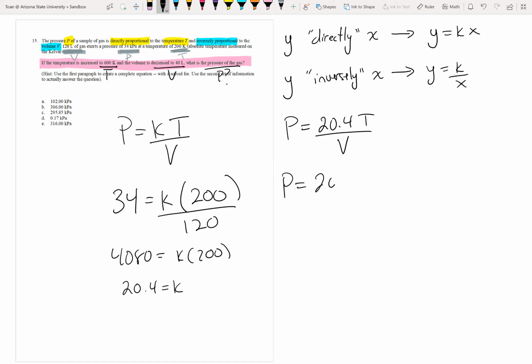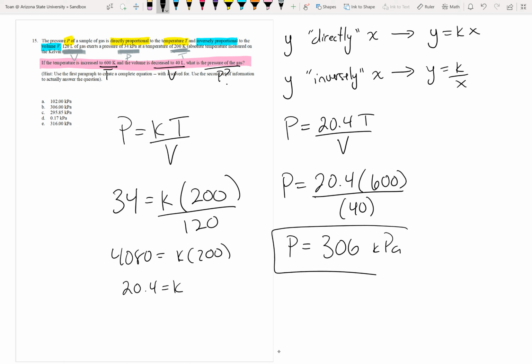P equals 20.4. They said the temperature was 600 kelvins. They said the volume was 40 liters. There you go. You're done. Just pop that into your calculator and figure it out. So 20.4 times 600 divided by 40 is 306 kilopascals, which was choice B. So there you go.